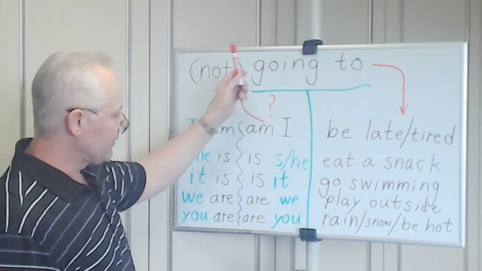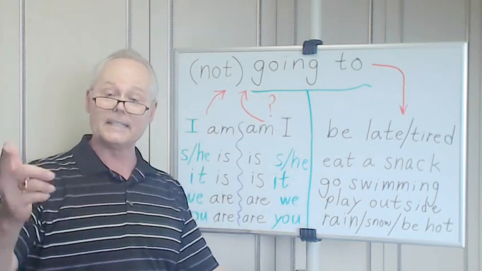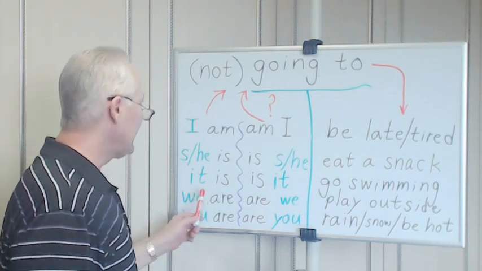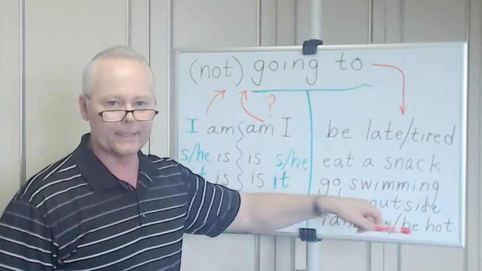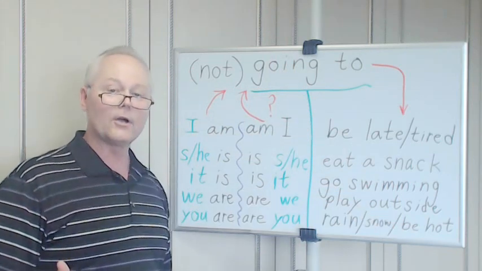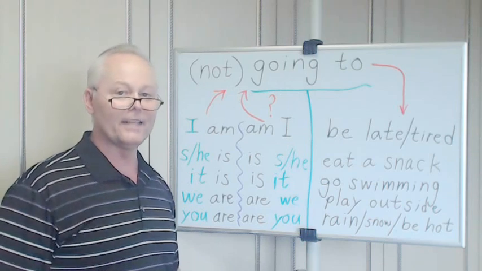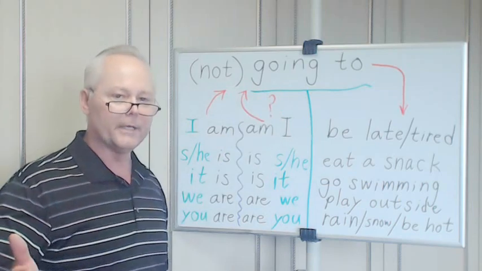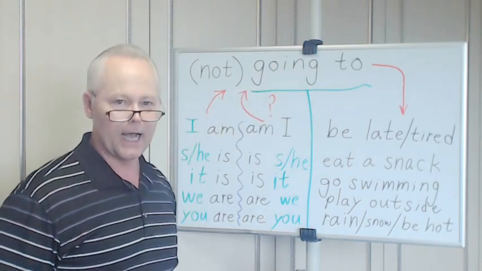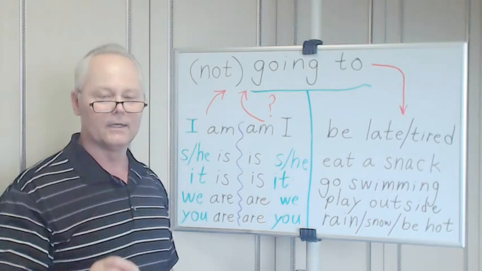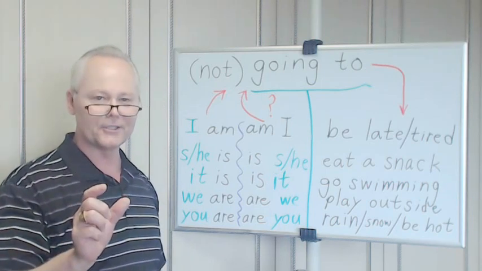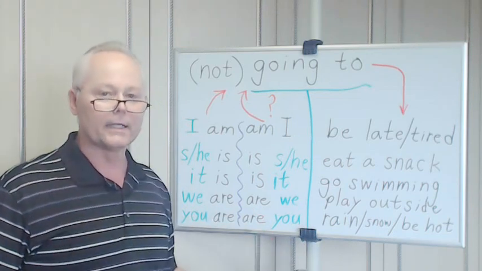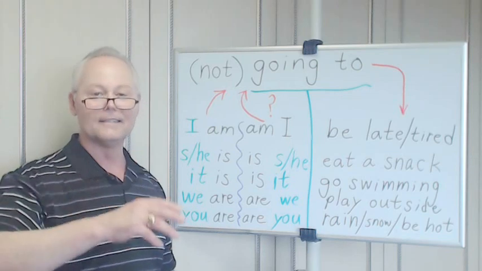It is not going to snow. It isn't going to snow. We are not going to be hot. Maybe you're riding in your car. You've got the air conditioner on, the AC, and hey, we aren't going to be hot. We're not going to be hot. We aren't. We're not. Those are both acceptable contractions. Okay. And we could go on and on and on with this. Are we clear? I think so.